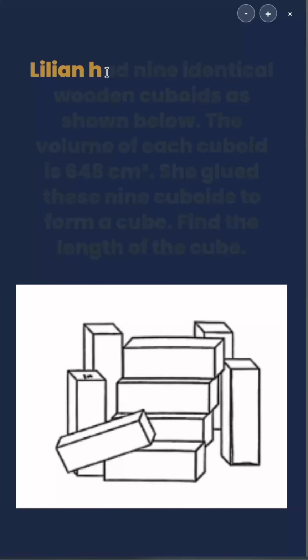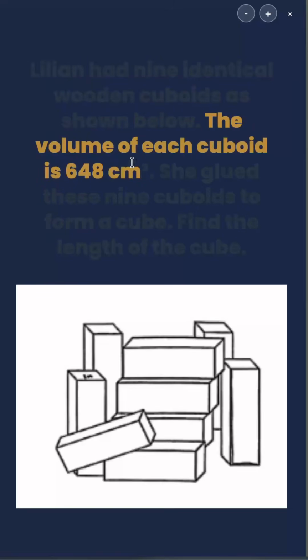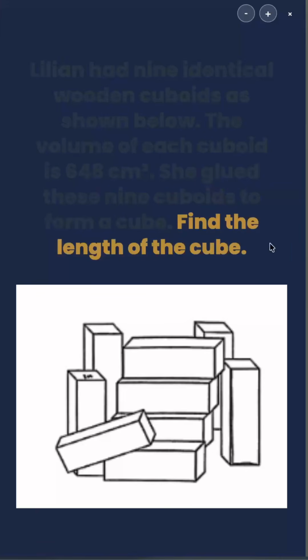Of part A, Lillian had 9 identical wooden cuboids as shown below. The volume of each cuboid is 648 centimeter cube. She glued these 9 cuboids to form a cube. Find the length of the cube.